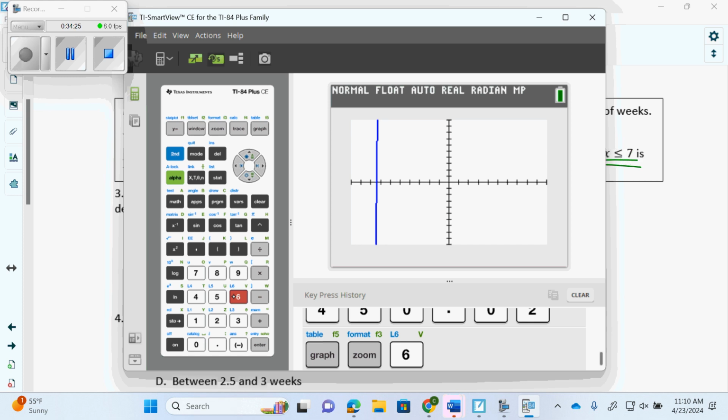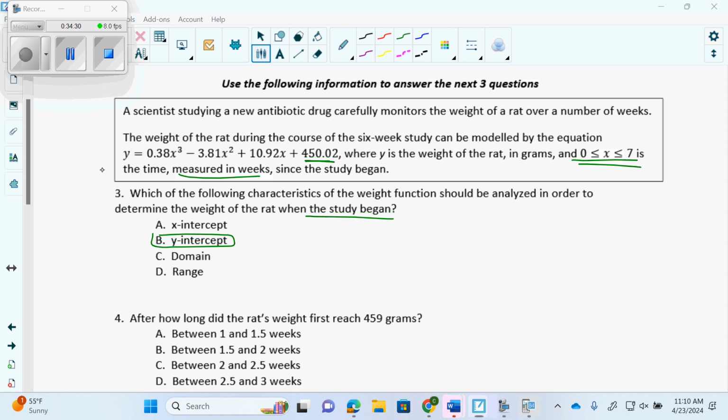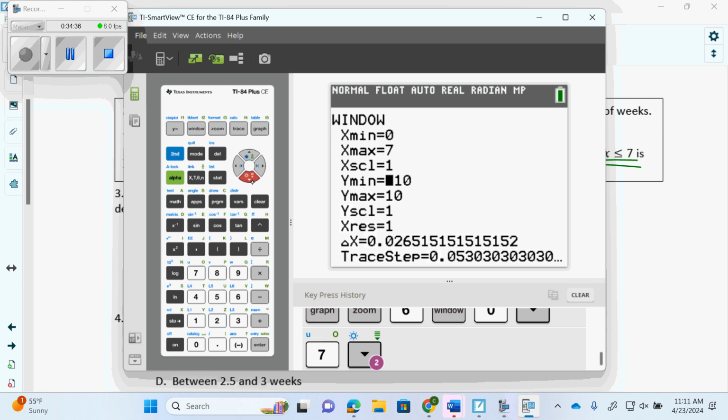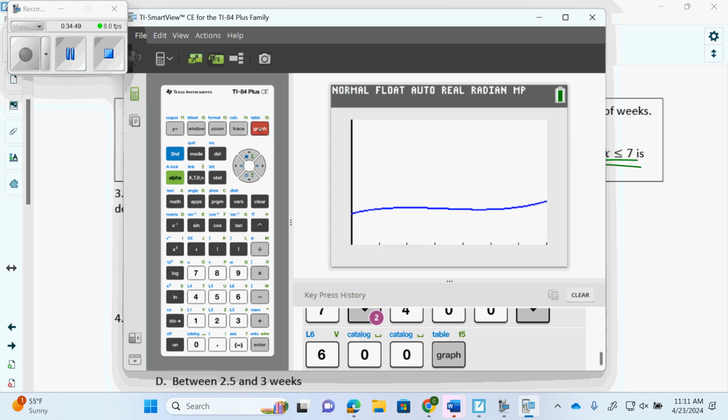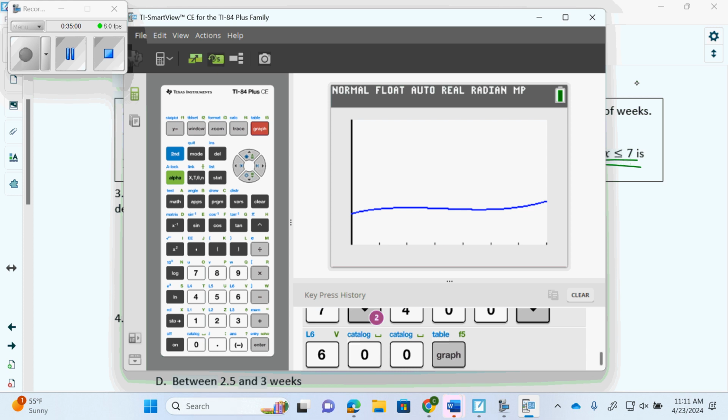Okay, so it gave us a restricted domain between 0 and 7. It literally says that. So that's the first thing I'm going to do. I'm going to go 0. I'm going to go 7. Then I know this rat starts off at 450.02, correct? So I'm going to go 400. Cool. A little bit below the rat's weight, a little bit above the rat's weight, 600, and I'm going to press graph. Now this is a cubic function. It's just a super zoomed in cubic function, correct? This would come down here. This will come up here if I didn't zoom in to it. Yes? Alright, so there's my cubic.